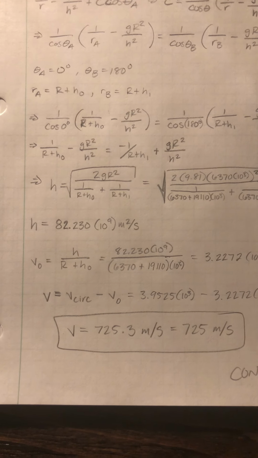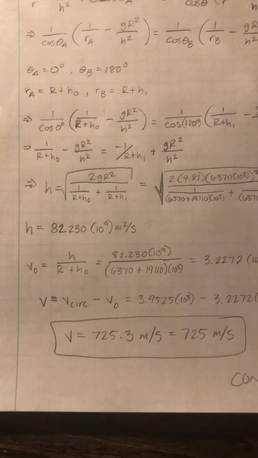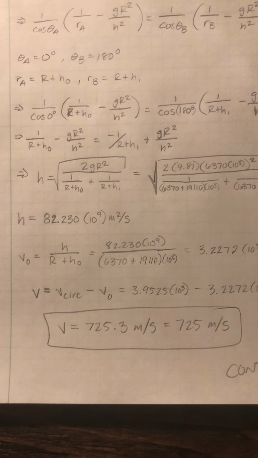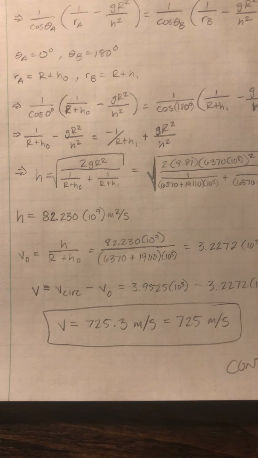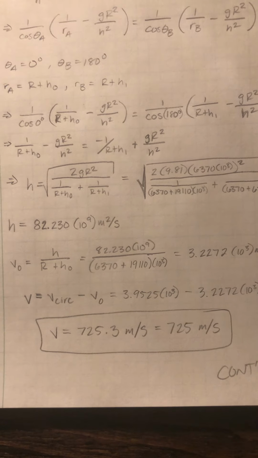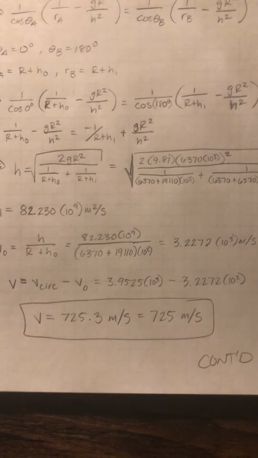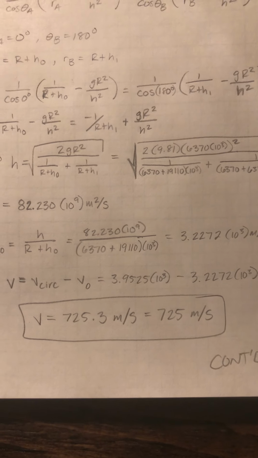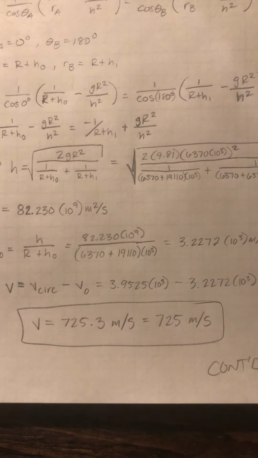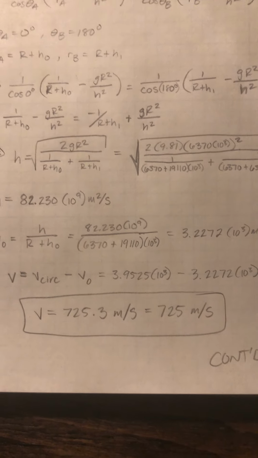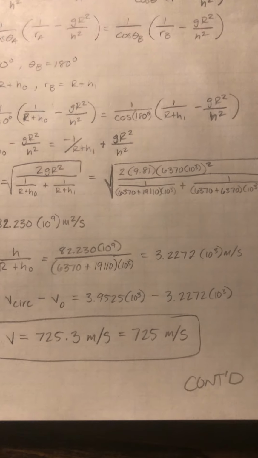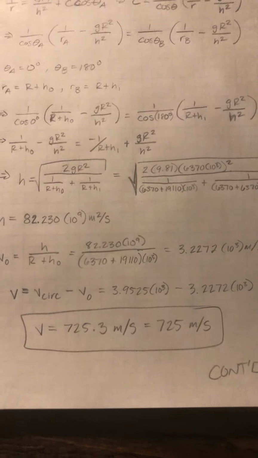Using a similar solution to part A, our velocity change is equal to our circular velocity minus our initial velocity. So the decrease in speed of the satellite has to be 725 meters per second in order to enter an elliptic orbit at a minimum altitude of 6,370 kilometers.